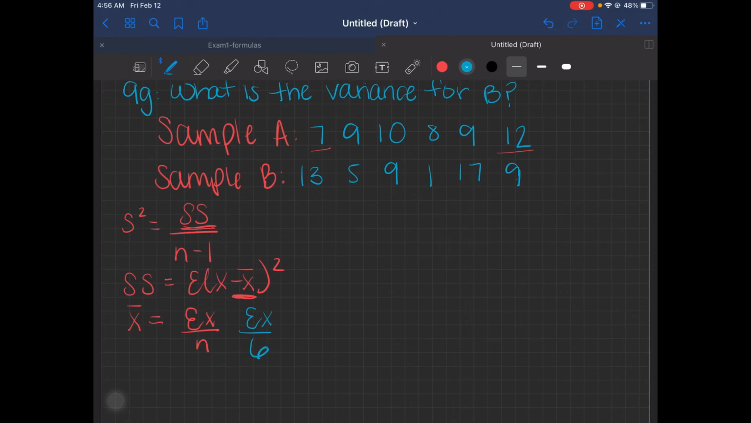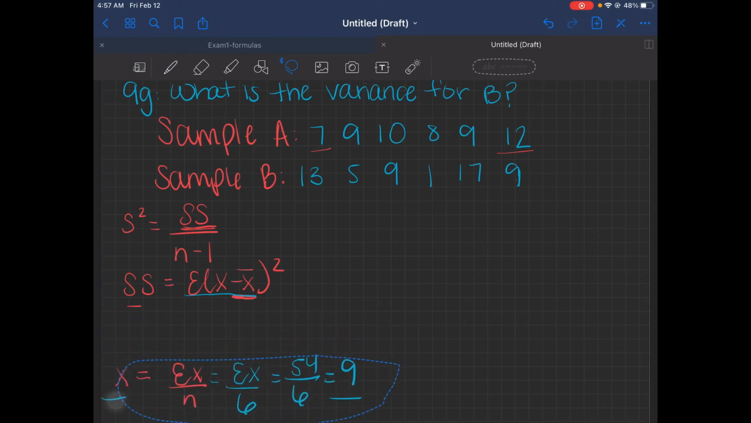Alrighty, so first thing we're finding is that x bar, so the sum of x over n. Our n, we said, was 6 since there's 6 responses in the sample. And I'm just going to add up each of the numbers in sample B and divide by 6. So 13 plus 5 plus 9 plus 1 plus 17 plus 9 is 54. Divided by 6 is 9. So our x bar is 9. So now we're going to plug that into this formula here. I'm just going to move this down a little bit so we have more room to work.